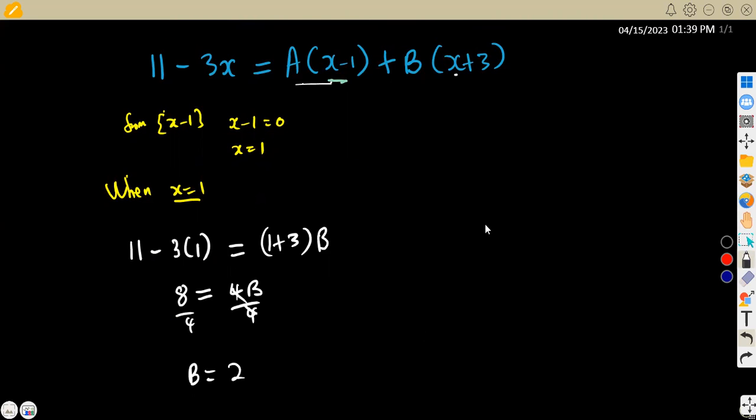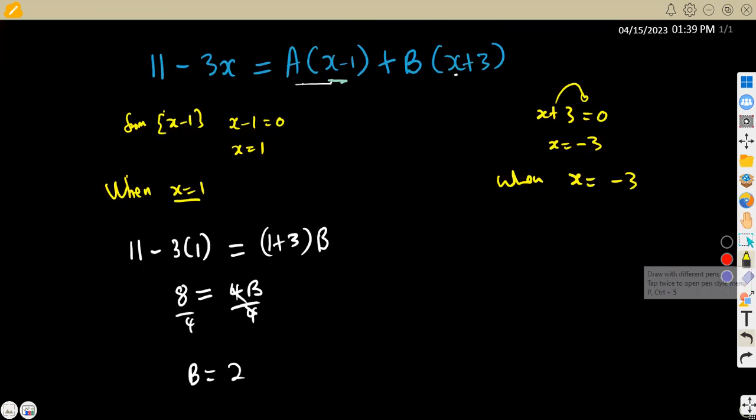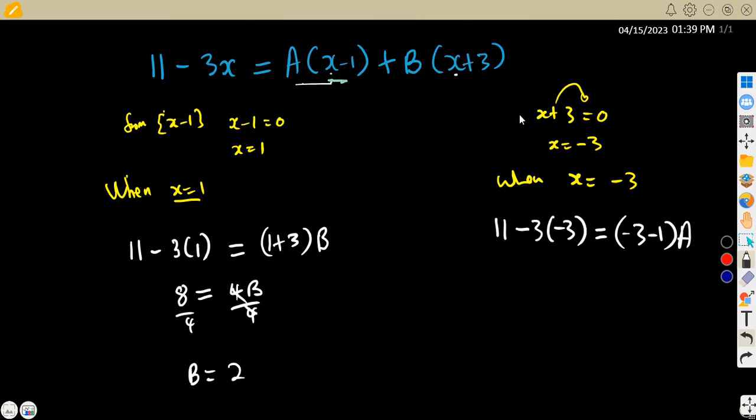In order for us now to find a, we are going to concentrate on the bracket of b. So we're just going to let x plus 3 be equal to 0. If x plus 3 is equal to 0, meaning x is going to be equivalent to minus 3. So what does it mean? You are going to substitute x when it is equal to minus 3. On the left-hand side, this is going to be 11 minus 3 times the value of x, which is minus 3. On a, we substitute minus 3, so this is going to be minus 3 minus 1 times a, which is minus 4.